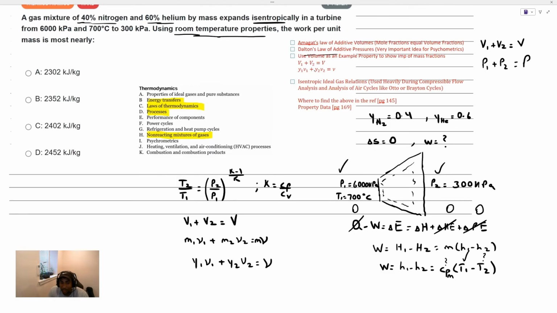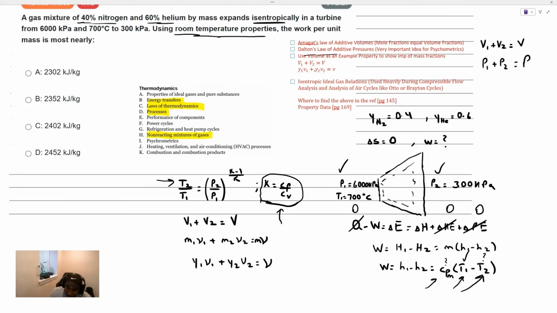And that's something that we need in this problem, right? We need to be able to find the mixture Cp, the mixture Cv, so that we can find the ratio of specific heats. Once we find that ratio of specific heats, we're able to find the final temperature, the temperature exiting the turbine. Once we know the temperature exiting the turbine, we'd be able to find this delta T over here. And knowing that Cp that we previously calculated when we're doing the K, then we'd be able to find our work per unit mass.